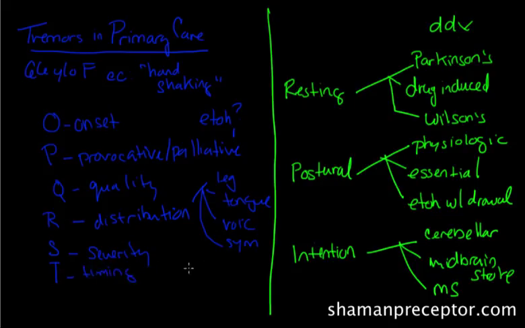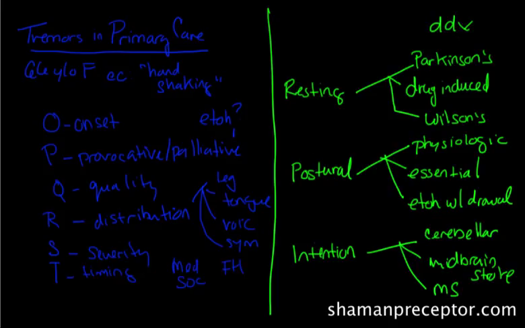And then, of course, to round out your HPI, you're going to want to ask questions about med history, social history, and, of course, family history. So for med history, we're concerned about antipsychotics or stimulants. For social history, you want to ask about alcohol. And then for family history, about 15% of the time that can be associated with Parkinson's, and about 50% of the time you'll see it associated with essential tremor.